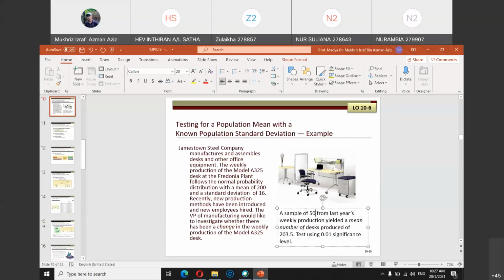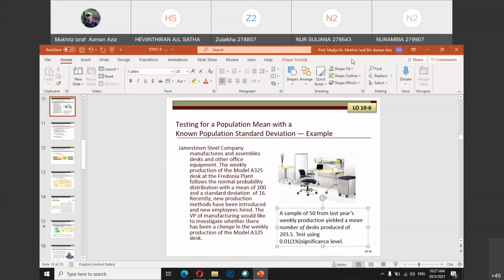So they take a sample of 50 equipments from one week, and they find that from this 50, the mean is 203.5. Test using 0.01, or in other words, 1%. It can be mentioned as a decimal value, or you can also look at it in terms of percentage. 0.01 means 1% significance level.